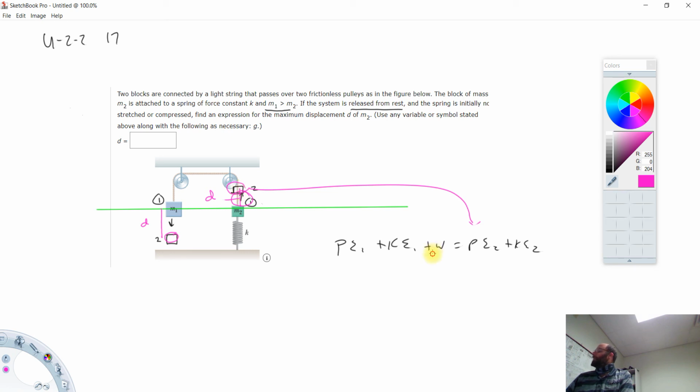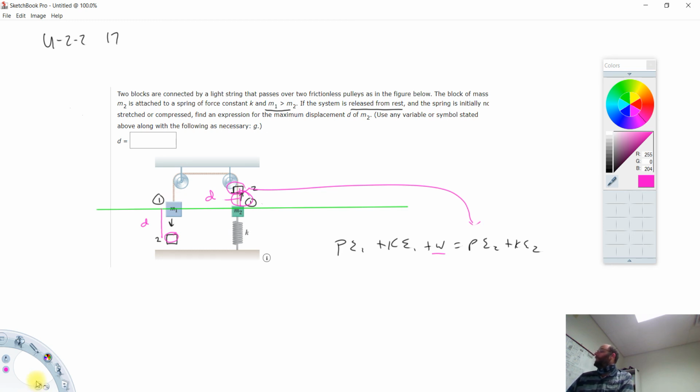Now, as far as the work term here, the gravitational forces acting on these masses are taken into account with the potential energies, as is the spring. The only thing to wonder about is maybe the rope. The rope pulls up on this mass doing positive work, but here the force applied by the rope is up and the thing is moving down. That's going to be a negative work term. Long story short, there's no net work done by the tension.